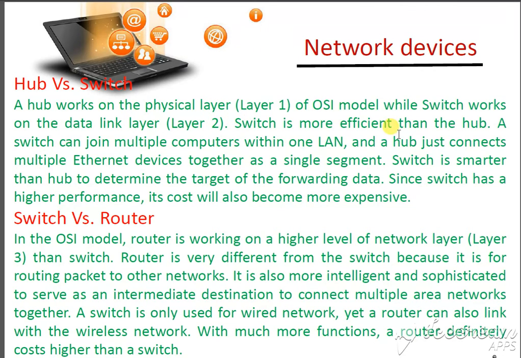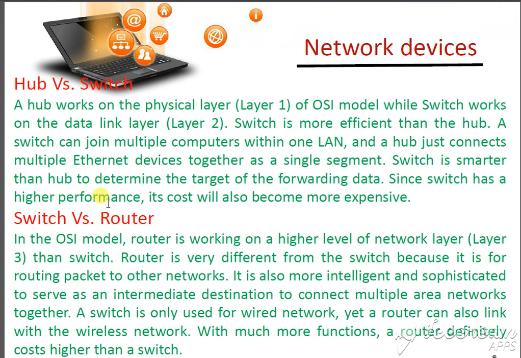Our switch is more effective than hub. Why? Because a switch can join multiple computers within one LAN. Clear? But a hub just connects multiple Ethernet devices, not multiple computers. Multiple Ethernet devices can be connected with a single segment. So this is why we can say that switch is much more effective than the hub. If you are asked why it is effective, you can write this.